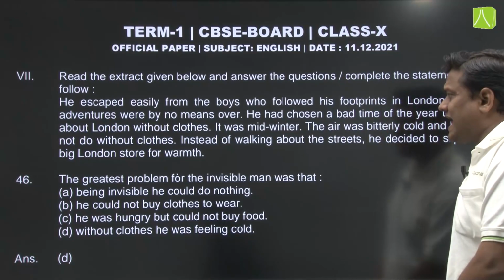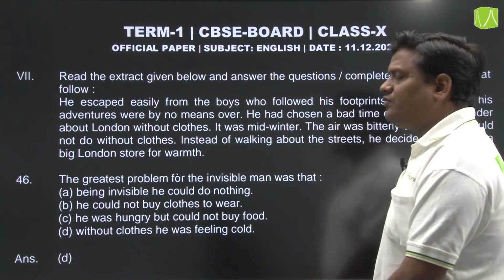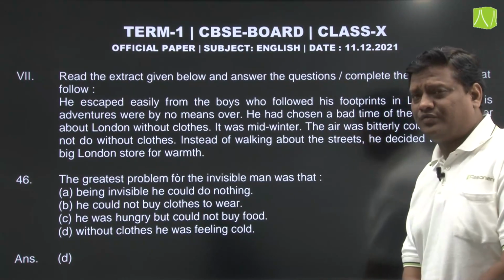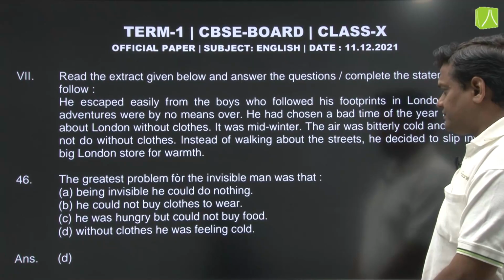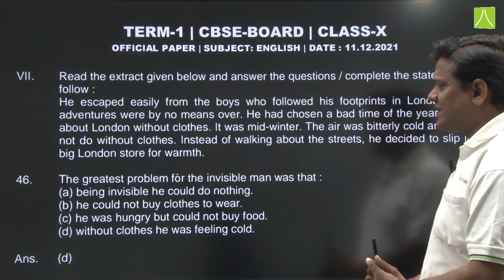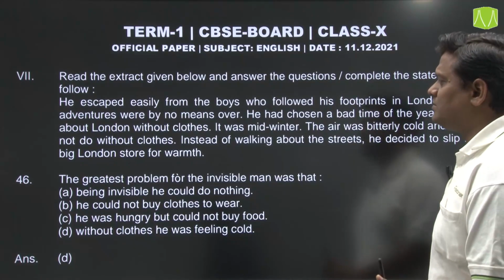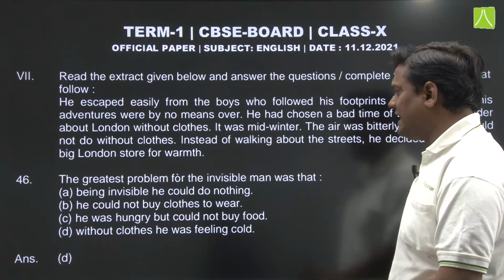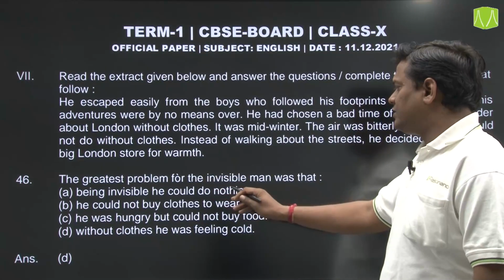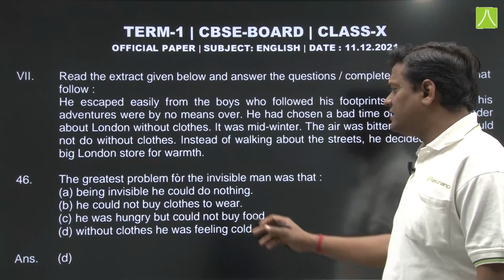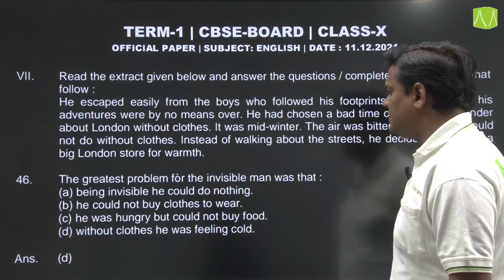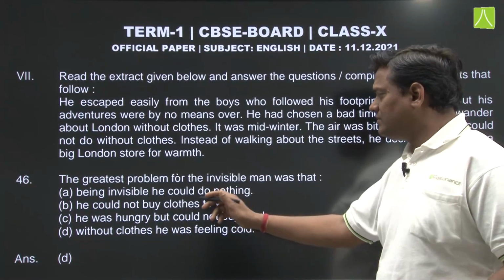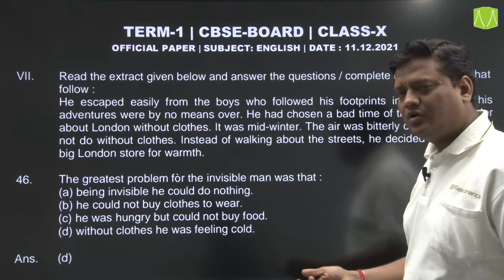Now we have an extract from Footprints Without Feet, the same chapter. After reading this extract, we are going to solve the questions. Question number 46. The greatest problem for the invisible man was that being invisible, he could do nothing. He could not buy clothes to wear, he was hungry but could not buy food, without clothes he was feeling cold. Option D is correct. He was without clothes, he was feeling cold.